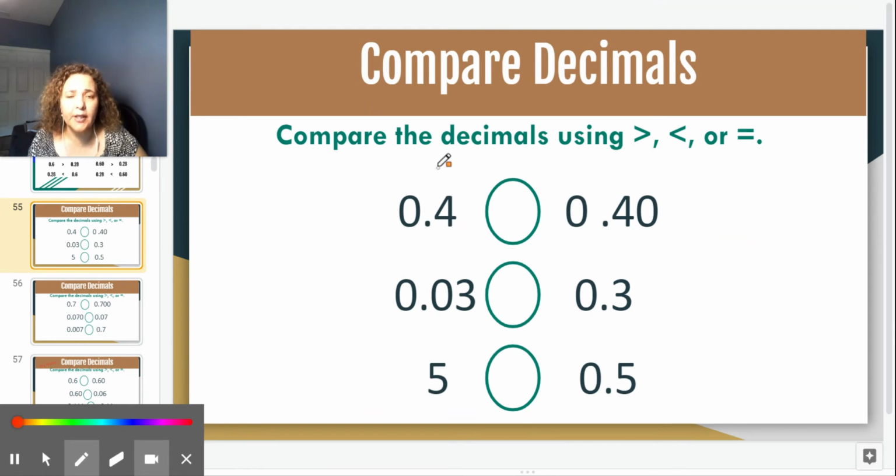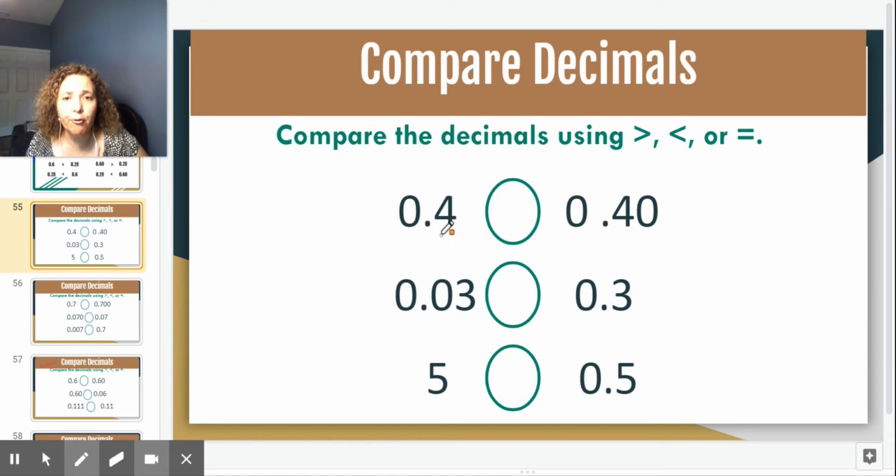Okay, so let's try some. Let's compare using the decimals. Let's compare these decimals. So I have 4 tenths, 4 out of 10, or 40 out of 100. They are equal, right? Because it doesn't matter how many zeros I add at the end. 4 out of 10 is the same thing as 40 out of 100. They are equal. I'm comparing right next to my decimal.